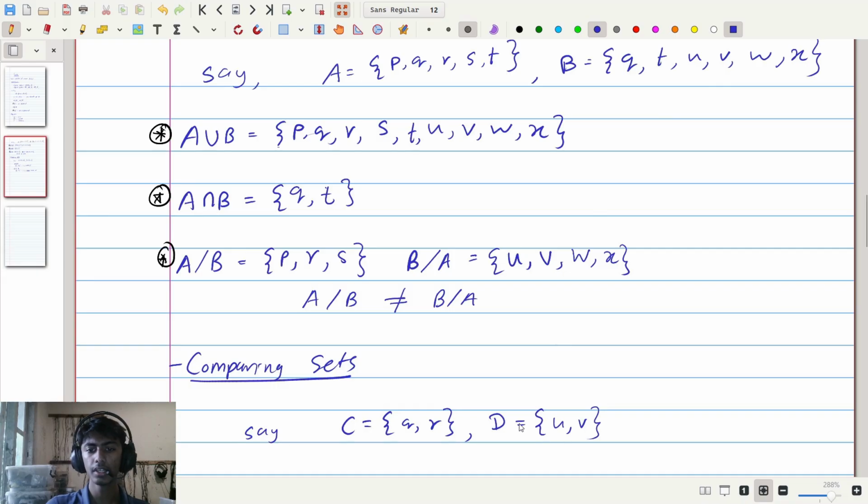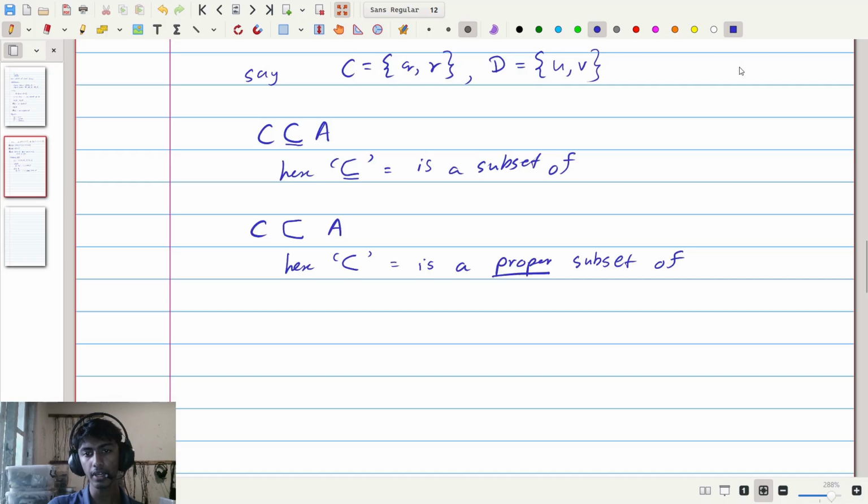However, if you take D and compare it with A, we can see that none of the elements in D are inside of A. Similarly, if we take C, Q is inside B, but R is not inside B. So C is not a subset of B. So the way we write this is to say that D is not a subset. So not that symbol, this symbol.